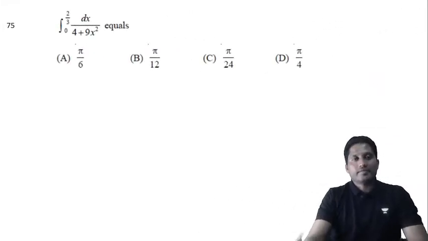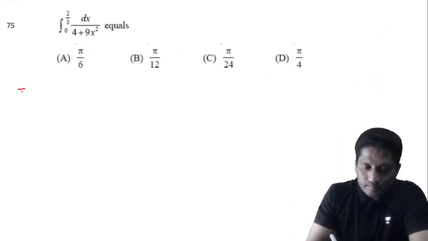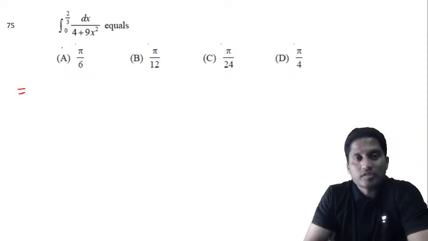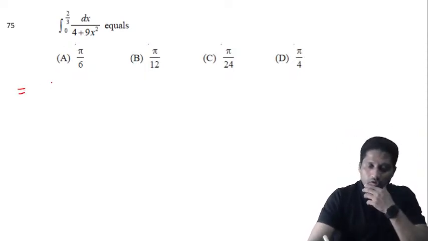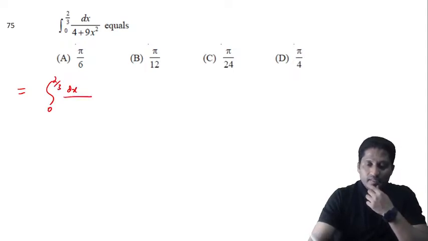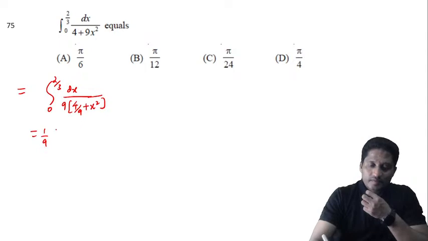Right, question number 75. Either you use the substitution method or you write integration 0 to 2 by 3 dx divided by, if I take 9 common, it will be 4 by 9 plus x square. You multiply, you get back the same thing. This is 1 upon 9 integration 0 to 2 by 3 dx divided by 2 by 3 the whole square plus x square.